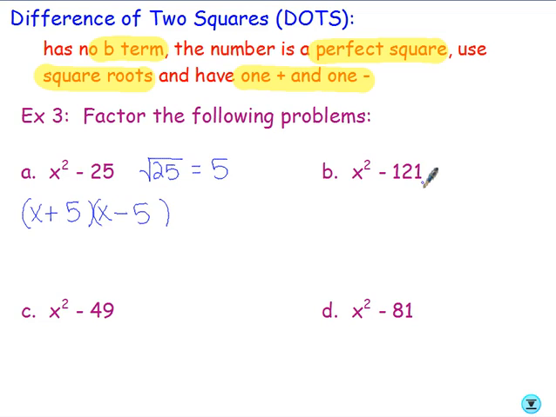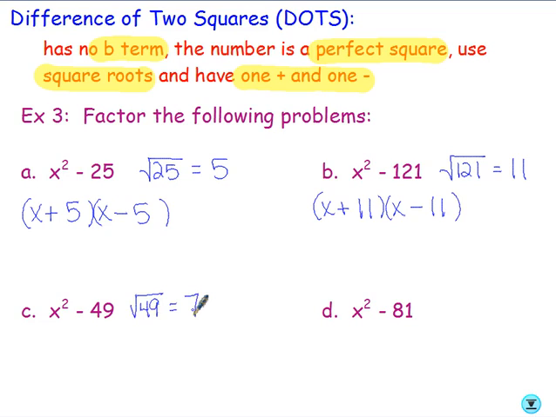Let's do this one together. The square root of 121. Use your calculator if you need to. It is 11. So I'm going to draw my parentheses with my x's. 1 positive, 1 negative, both of them 11. Pause the video, do the next 2 on your own. Let's see how you did. The square root of 49. Hopefully you guys knew that that was 7. So it's x plus 7 and x minus 7.